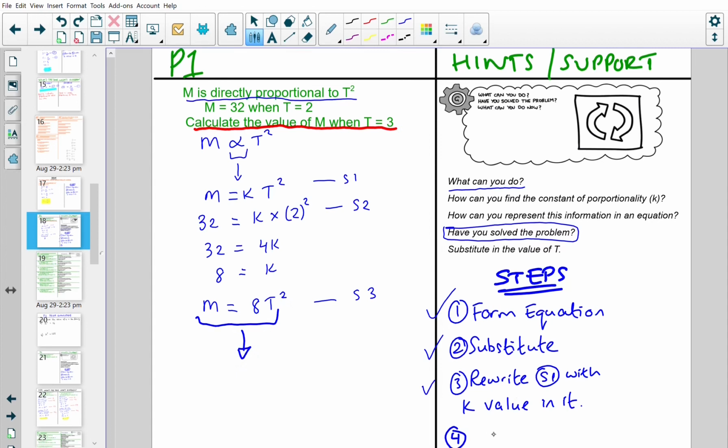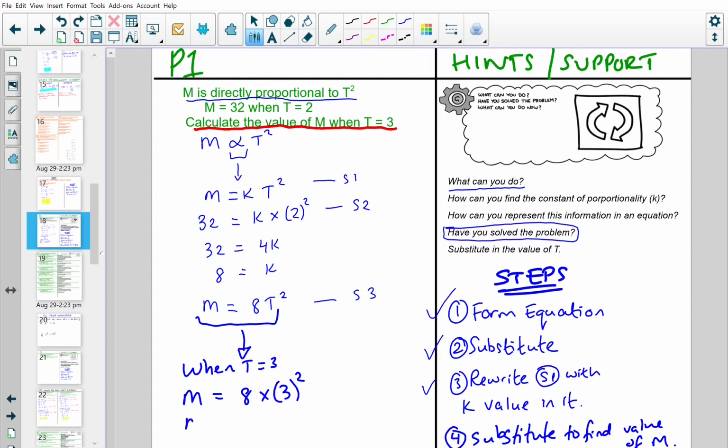So step 4 here, substitute again to find the value of m. So here we write when t is equal to 3, m would equal 8 multiplied by 3 to the power of 2, which is m equal 8 multiplied by 9. Therefore, m would equal 72. And this is my final answer.